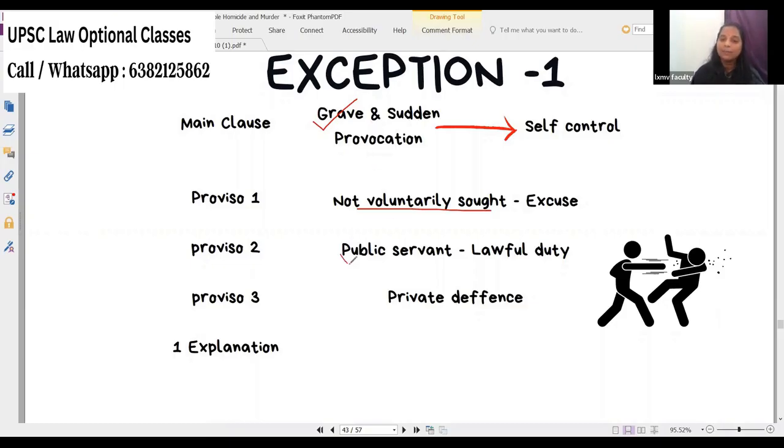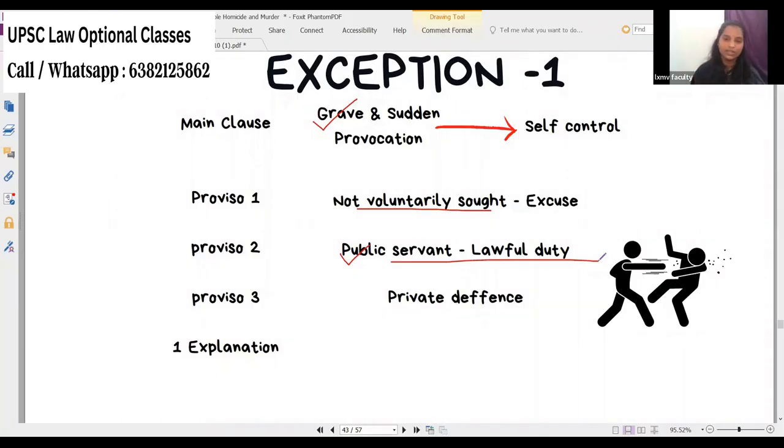And then if a public servant is exercising his lawful duty and you get provoked by this and you kill him, then you don't get this exception. That is, a public servant, an inspector, is coming to arrest you. You say, I got provoked because he came and arrested me, so I killed him. It was a grave and sudden provocation. No, it is not justified.